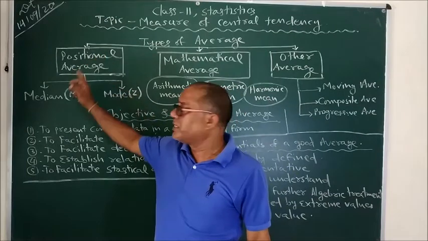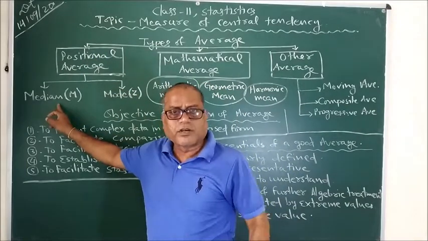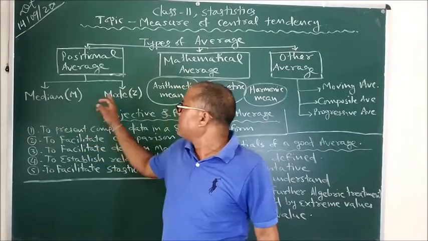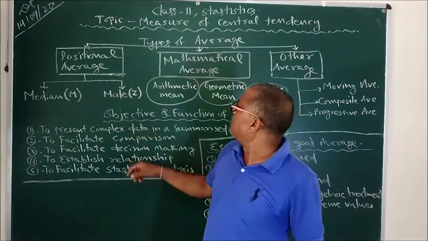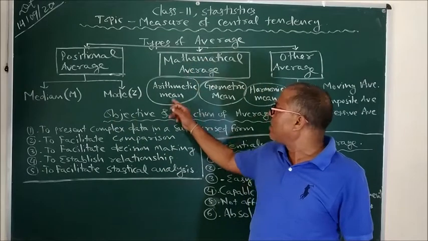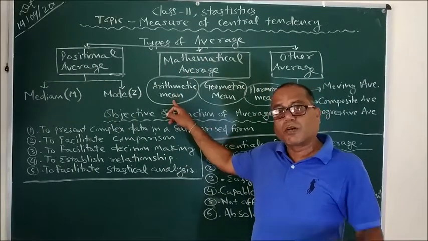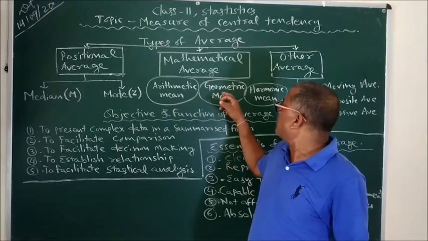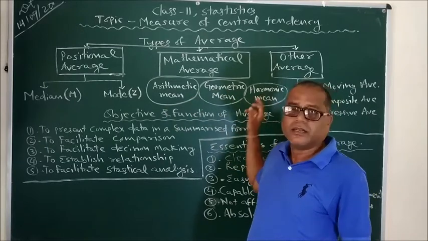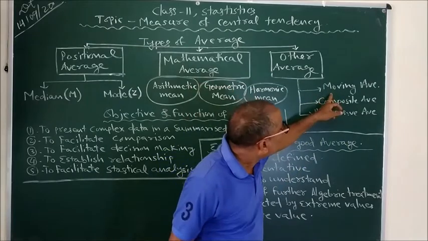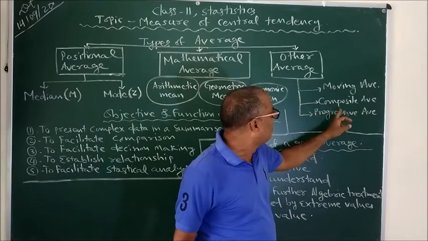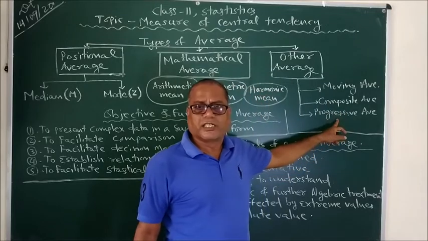In positional average comes median, you are already acquainted with that, and comes mode, also you are acquainted with that. And in mathematical averages comes arithmetic mean, you are already acquainted with that, and geometric mean and harmonic mean. And in other averages comes moving average, then composite average and progressive average.